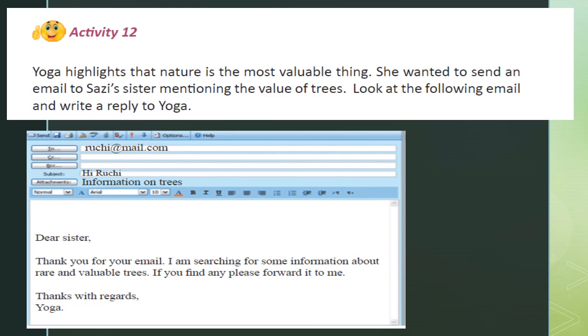ruchi@mail.com. Hi Ruchi, information on trees. Dear sister, thank you for your email. I am searching for some information about rare and valuable trees. If you find any, please forward it to me. Thanks, with regards, Yoga.